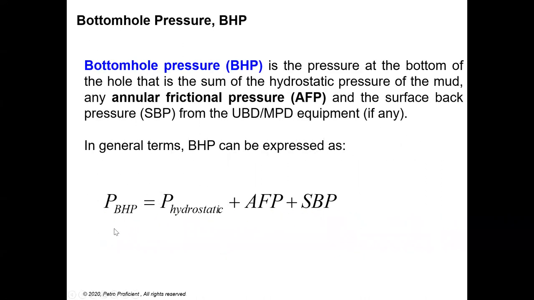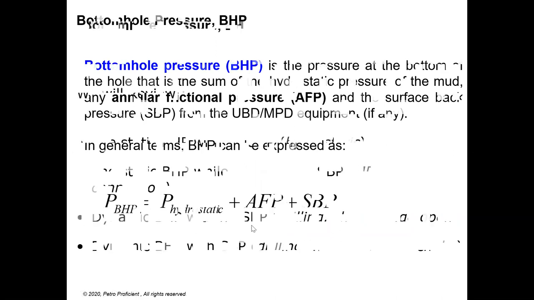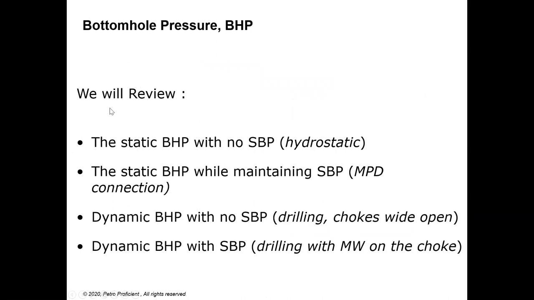So the bottom well pressure, as we discussed earlier in an MPD system, is a function of hydrostatic pressure, which we just discussed, annular friction pressure loss, which we just discussed, and surface back pressure that we are going to discuss now. So bottom well pressure in a well is a function of these three components. In this situation, we will consider these four scenarios which are common to an MPD setup.